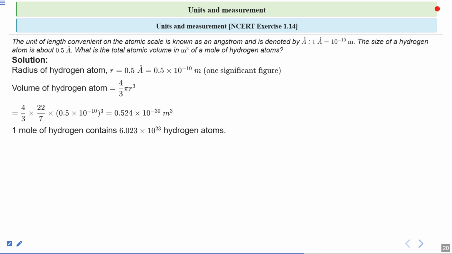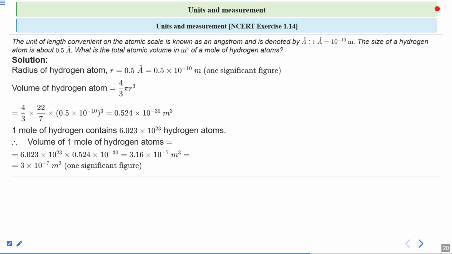And 1 mole of hydrogen contains this many, 6.0223 times 10 to the power 23 hydrogen atoms. So just multiply. So actually we will get a value which has more than one significant figure, but we round it off to this 3 into 10 to the power minus 7 meter cube.